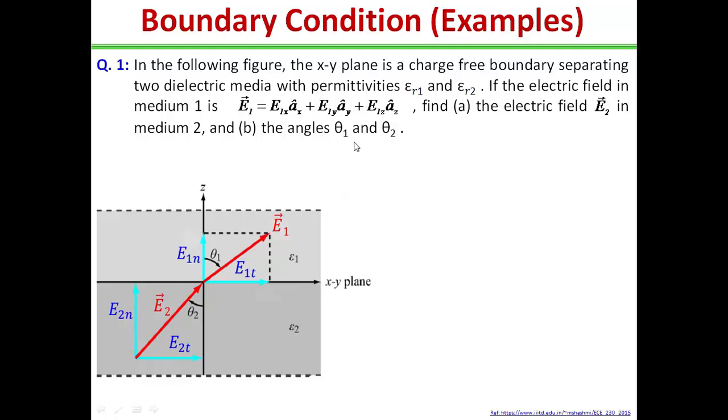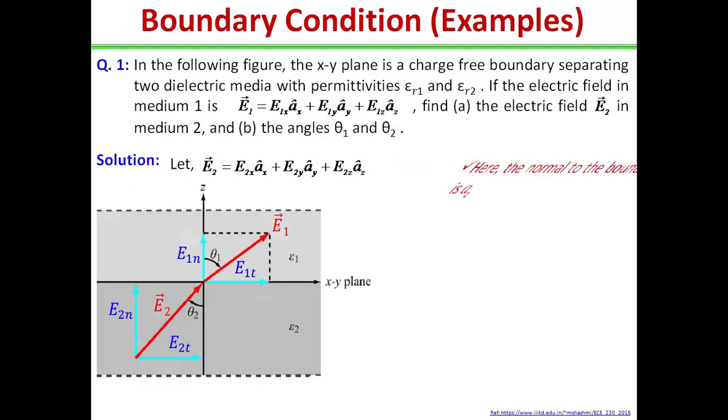First, let us assume that the electric field in medium 2 is written as E2x ax + E2y ay + E2z az. This is our assumption, and we have to find the values of E2x, E2y and E2z from the given electric field in medium 1. So let us start.